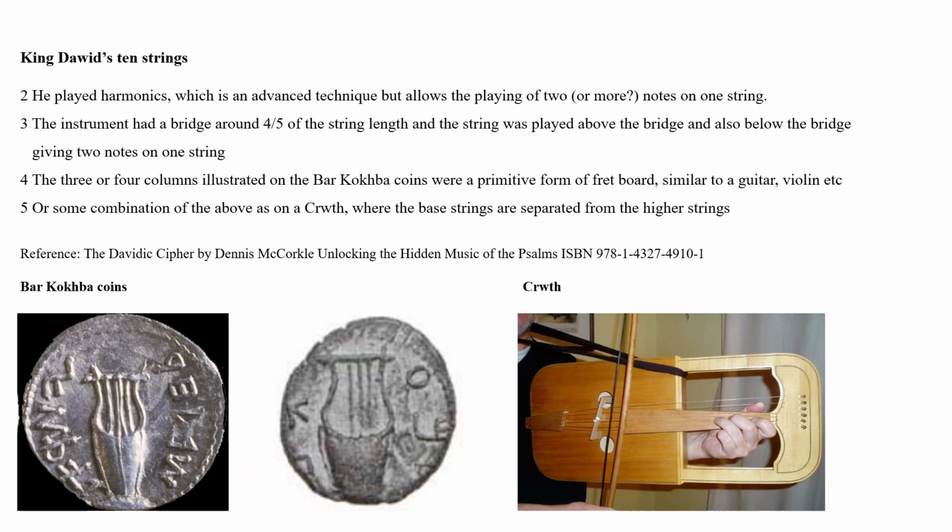4. The 3 or 4 columns illustrated on the Bar Kokhba coins were a primitive form of fretboard, similar to a guitar, violin, etc. Or 5. Some combination of the above, as on the Karuth, where the bass strings are separated from the higher strings.